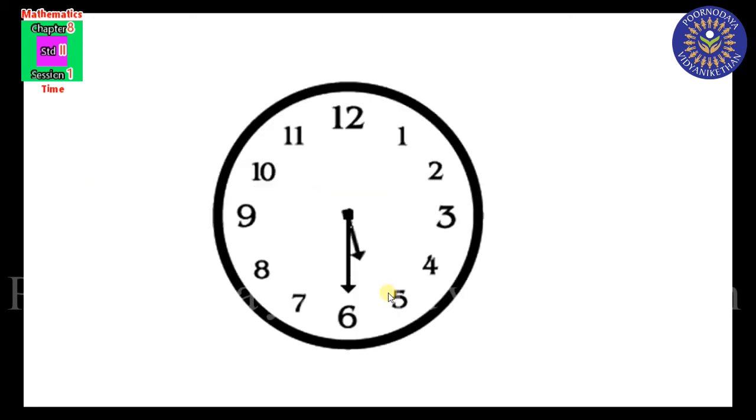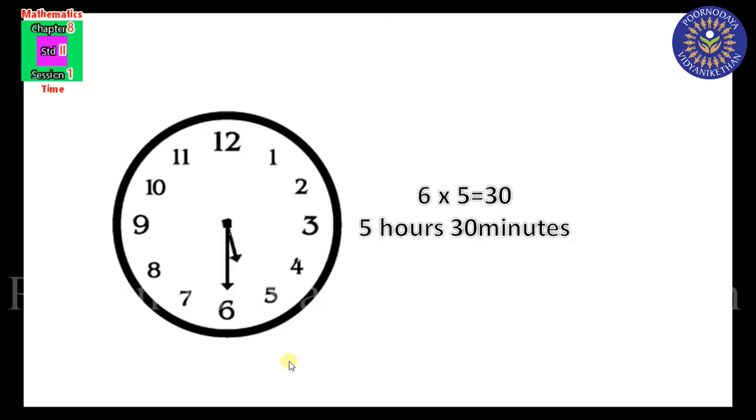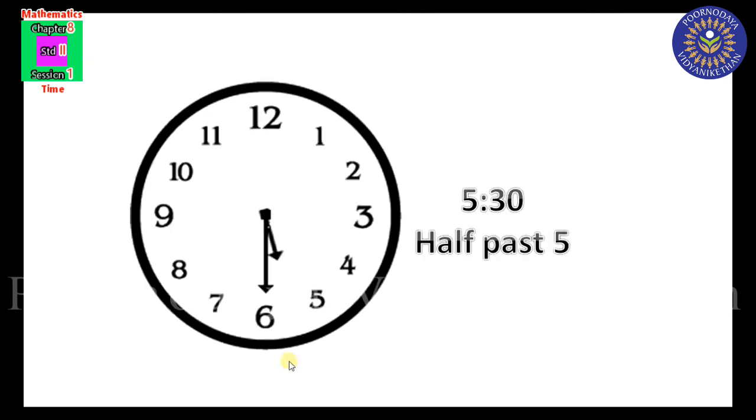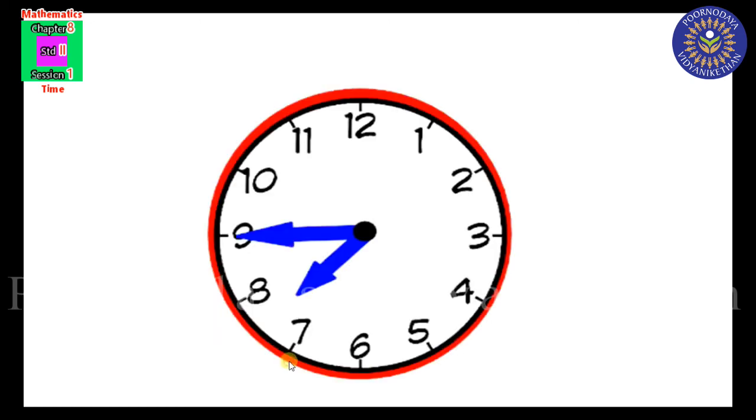One more example. Look at the clock. The hour hand just passed 5 and the minute hand is at 6. Minute hand is at 6 means 6 into 5, 30 minutes. The hour hand just passed 5. So 5 hours 30 minutes. This also we can say 5:30 or half past 5. Half past 5. Clear? Okay.